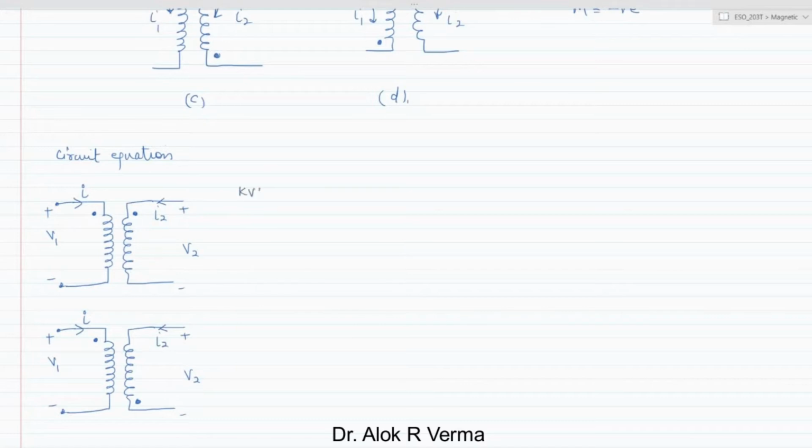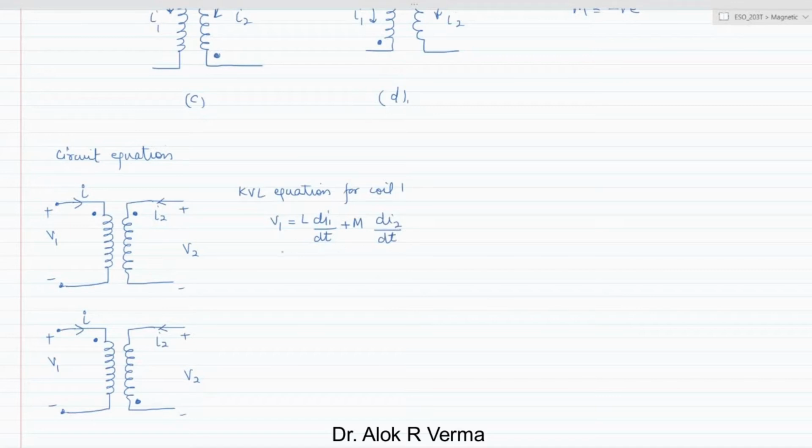first write the KVL equation for coil 1. Then it will be V1 is equal to L di1 by dt, and what is happening to the mutual will be the same, plus M di2 by dt.